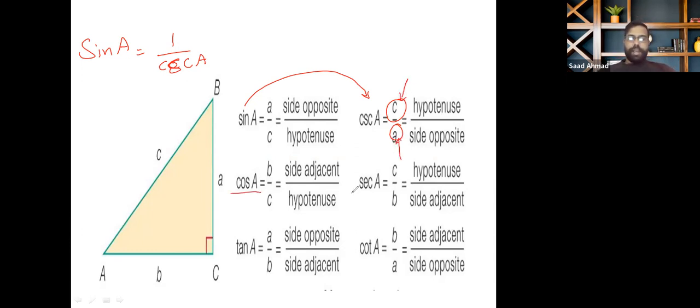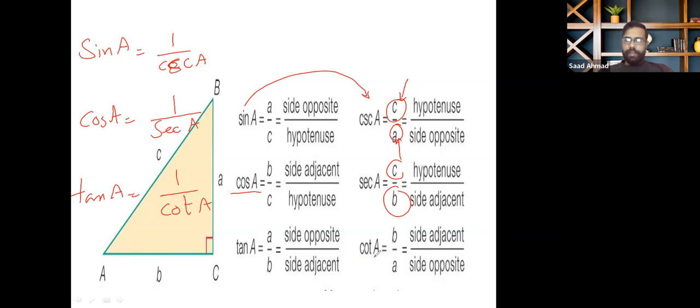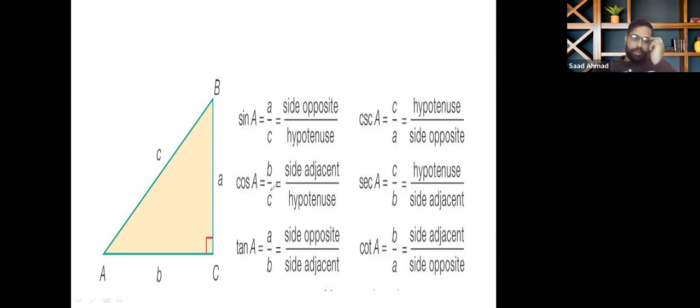Similarly, cos A is B over C. If I do C over B, hypotenuse over the adjacent side, then it will be secant. So cos of A is equal to 1 over sec of A, and similarly tan of A is equal to 1 over cot of A. They are the reciprocals of each other. These are the 6 trigonometric ratios that we can find for an angle.